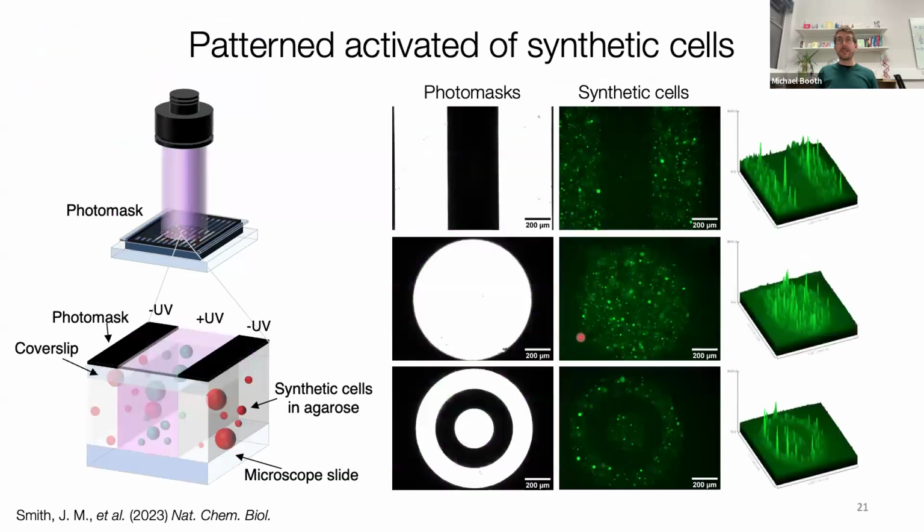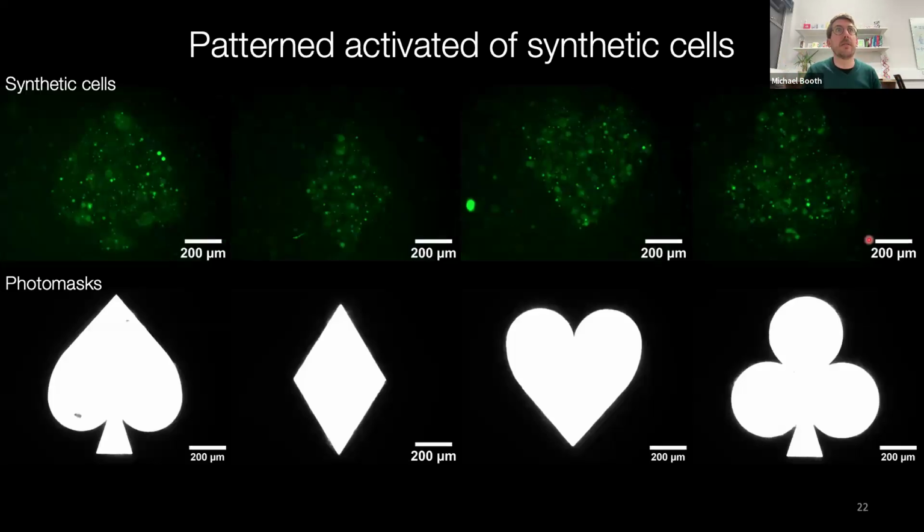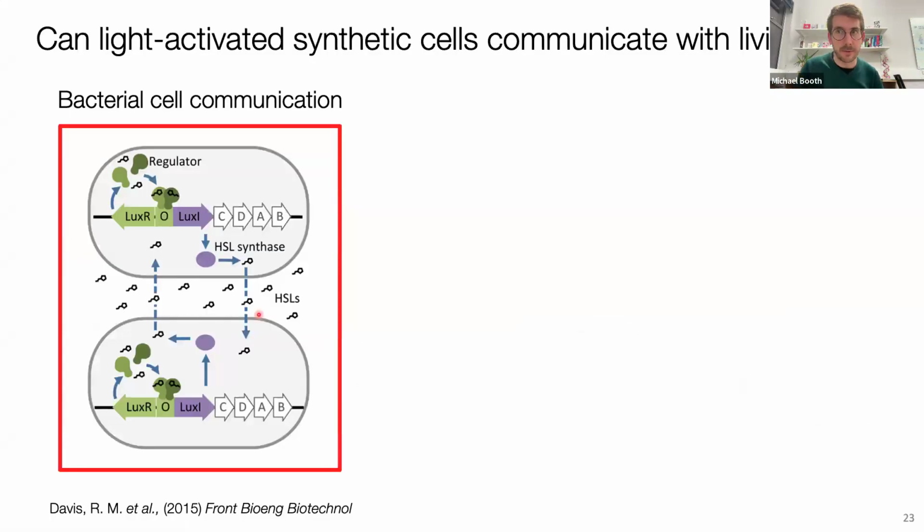And so obviously with light, the cool thing is you can pattern. What we end up doing is encapsulating synthetic cells in agarose and then putting photomasks over, showing that we can get really precise regulation. Each of these dots is a synthetic cell we're activating within the pattern, so we can get really precise patterning. Obviously with really funny patterns. So here's just a set of cards: spades, diamonds, hearts, and clubs. You can see pretty good patterning of all of these shapes just from photomasks on top of the synthetic cells.